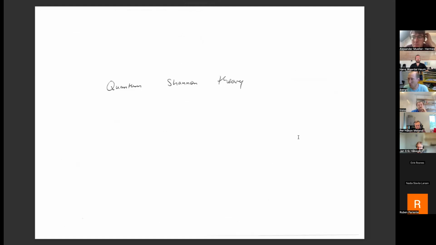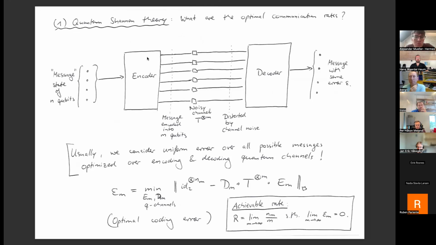So let me start with outlining a bit of quantum Shannon theory, maybe mostly known to people here. So let's consider this purely quantum Shannon theoretic setting of classifying the optimal communication rates. What you usually see is drawings like this, where you have this noisy communication channel. Think of it as a depolarizing channel, if you want a concrete example. And what the sender and the receiver can do is choose some encoder and some decoder. So the encoder will take a message state of say n qubits and encode it into some quantum state of m qubits that go through the channel, get distorted by this noise, and in the end, the decoding party applies this decoding channel that should give the message back, ideally with some error probability epsilon.